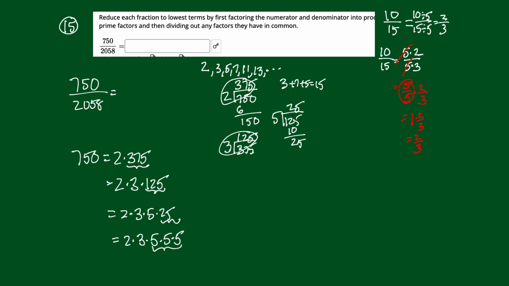But now this right here, I'm going to write this like this. I'm going to use exponents. 2 times 3 times 5 cubed. Okay, so 750, I'll do it up here at the top left, is 2 times 3 times, oh, let's just leave it like this. 5 times 5 times 5. I've got it completely broken down.